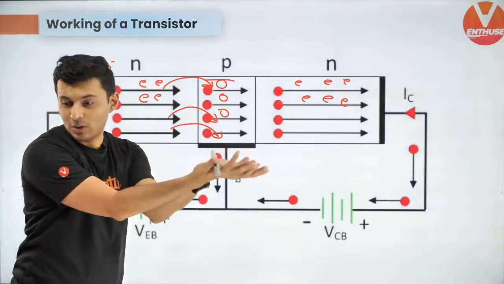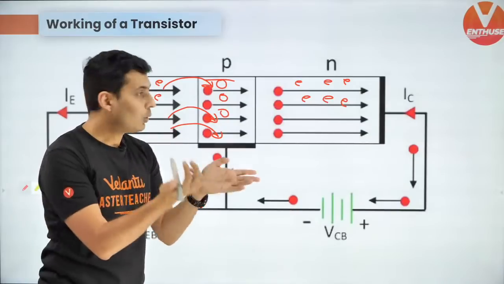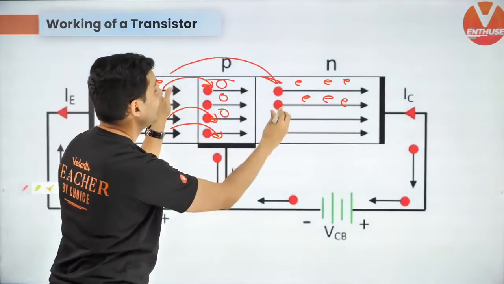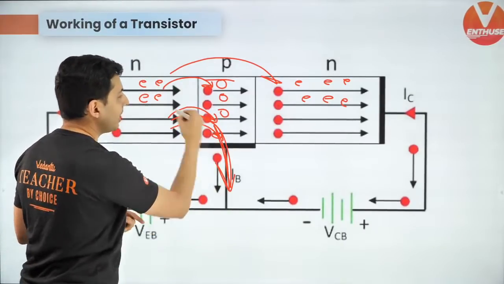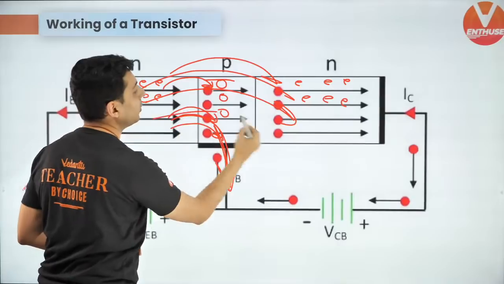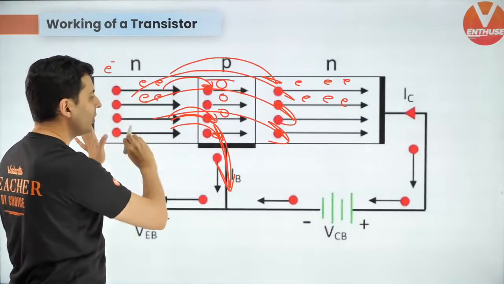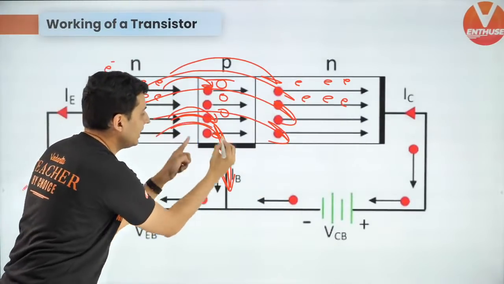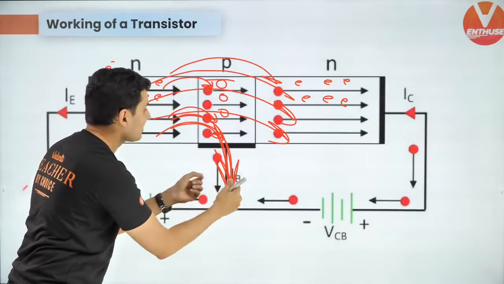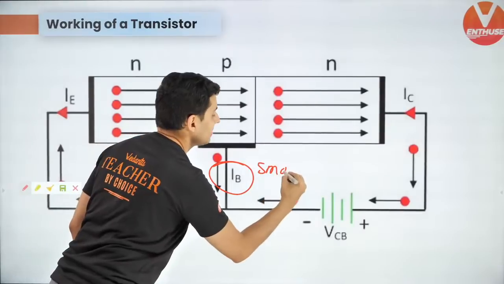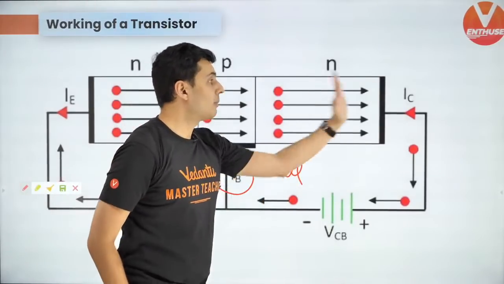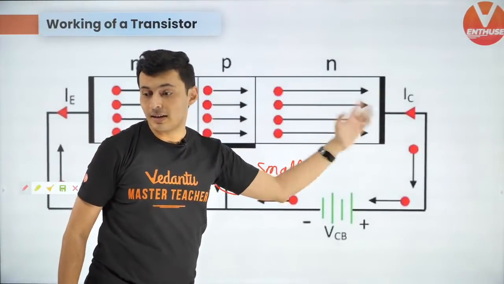They will overshoot onto the other side. Yes, they will overshoot onto the other side, and you will see hardly any electrons go over here, and most of the electrons will go here. Keep this in mind. That's why the current which comes from the base is very small. This base current is very small, and the collector current is very, very large.